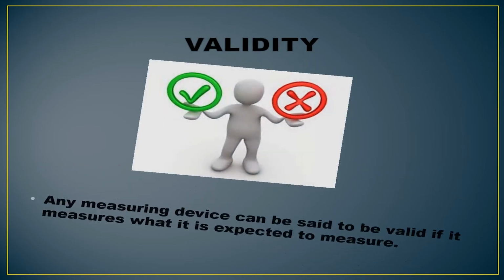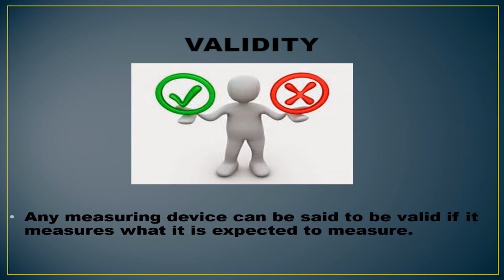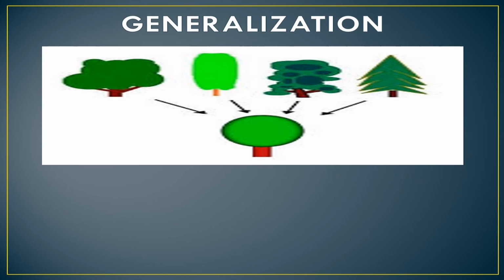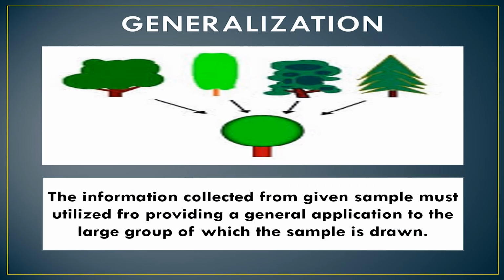Validity means that any measuring device can be said to be valid if it measures what it is expected to measure and nothing else. To make a research valid, the questionnaire framed before the research must be framed accordingly. Generalization means that the information collected from the given sample must be utilized for providing a general application to the large group from which the sample is drawn.